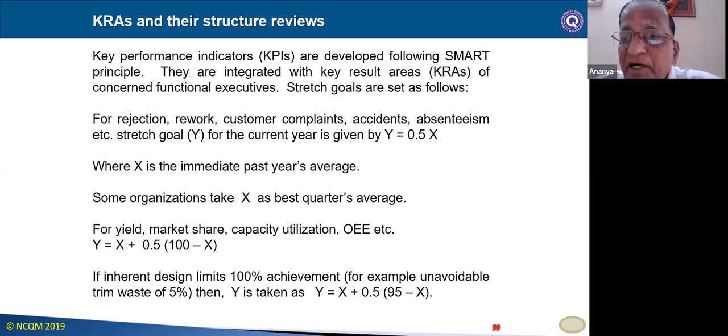The key performance indicators are related with your key result area. So every department or even every person has been deployed. What are his key areas and what are his key performance indicators? So there are some examples he has given here. Let us check. I am not very sure what we have to explain.